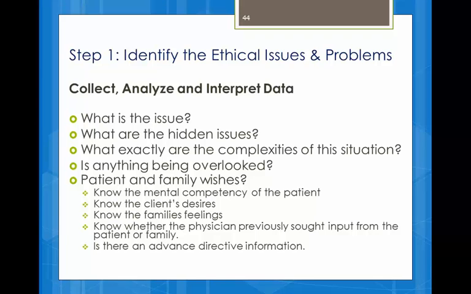So collect, analyze, and interpret the data. So what is the issue? Are there any hidden issues? What exactly are the complexities of the situation? Is anything being overlooked? And what does the patient and family want?